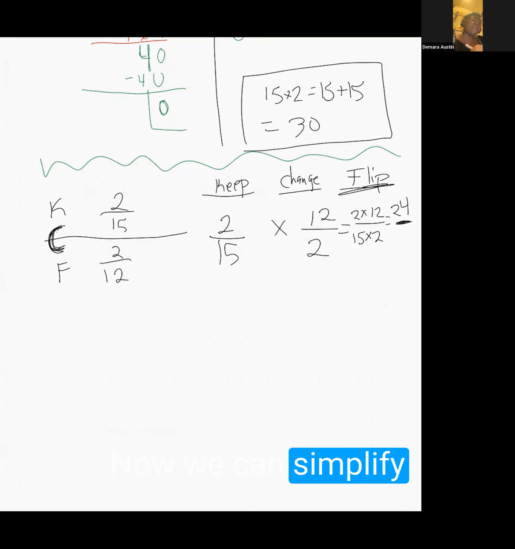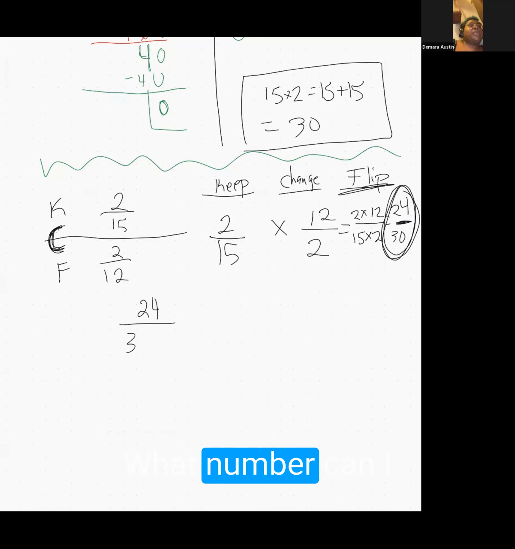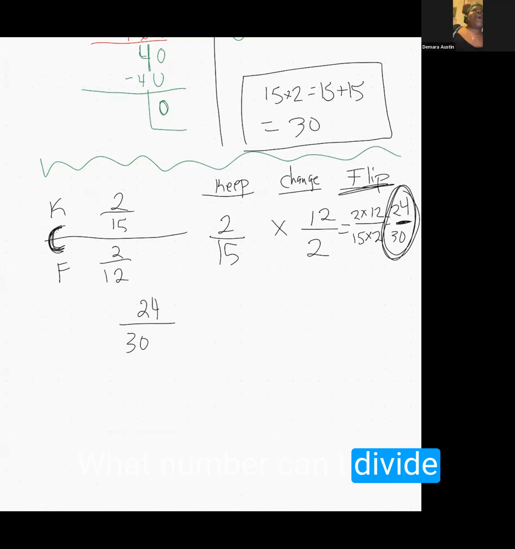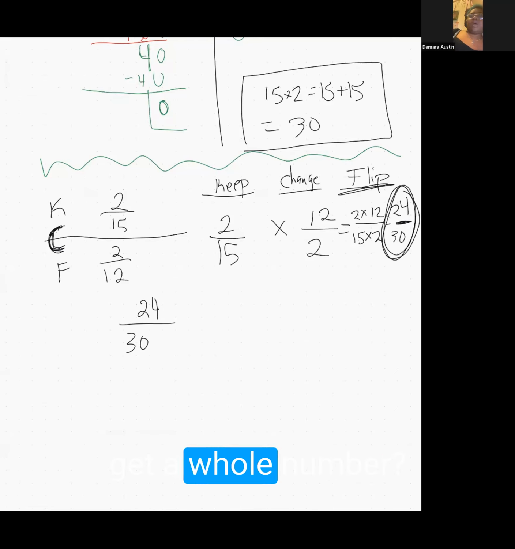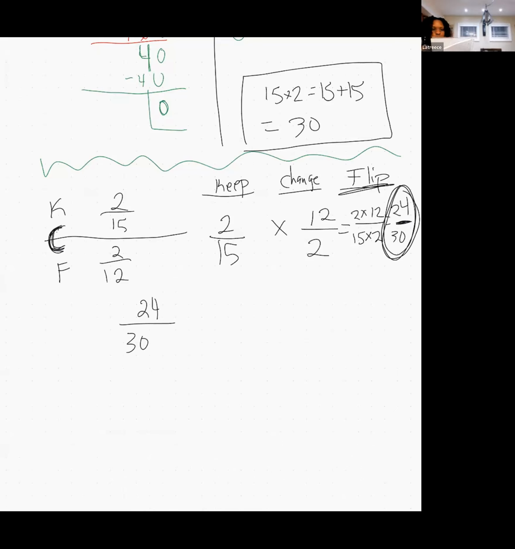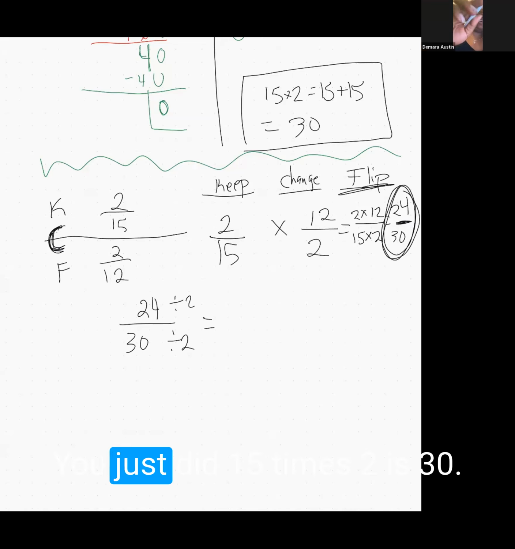Now, we can simplify that fraction. What number can I divide both of these by and get a whole number? 2. I can divide by 2. All right, let's divide by 2. What's 24 divided by 2? 12. And then 30 divided by 2. You just did 15 times 2 is 30. So 30 divided by 2 is 15.